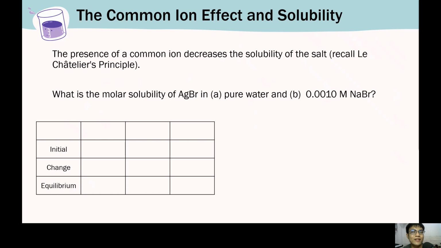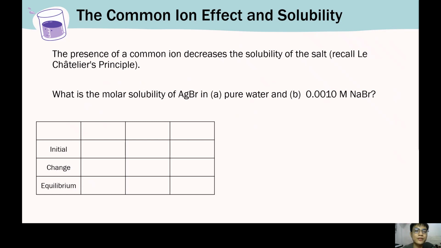So what will happen? It's like the Le Chatelier principle. If you have an existing ion, then you don't really need to produce products anymore. Kapag may existing product ka na, you don't really need to put much effort. So, if you have a common ion, it decreases the solubility of the salt because it doesn't need to dissolve that much anymore to achieve equilibrium, because there's an existing ion already.